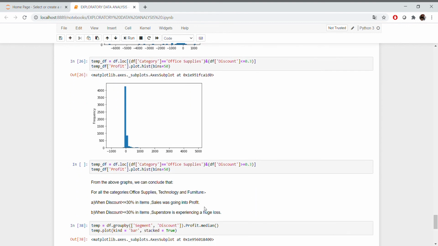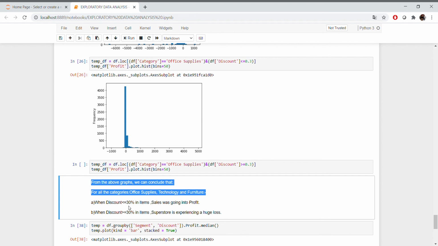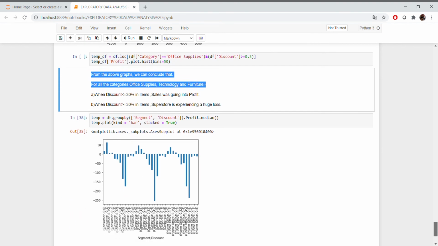From all the above graphs, we can conclude that for all categories, that is office supplies, technology, and furniture, when the discount is less than 30%, sales are going into profit. When the discount is greater than 30% on items, Superstore is experiencing a huge loss.